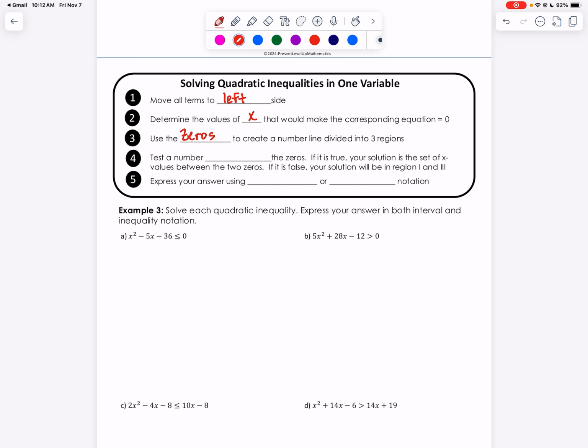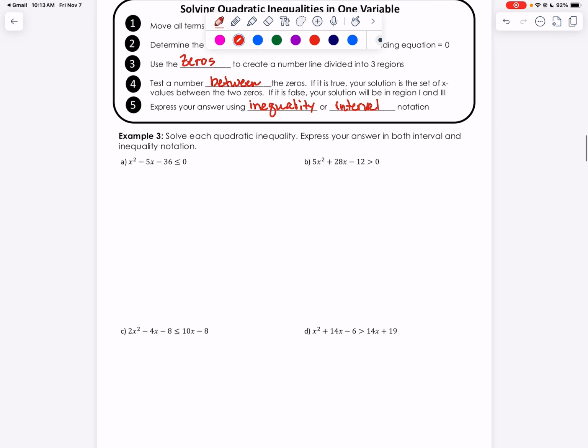Step 4, you're going to test a number that's between the zeros. If it's true, your solution is the set of x values between the two zeros. If it's false, your solution will be in regions 1 and 3. Then express your answer using inequality or interval notation. Now, let's look at an example of these steps and it'll make a lot more sense.